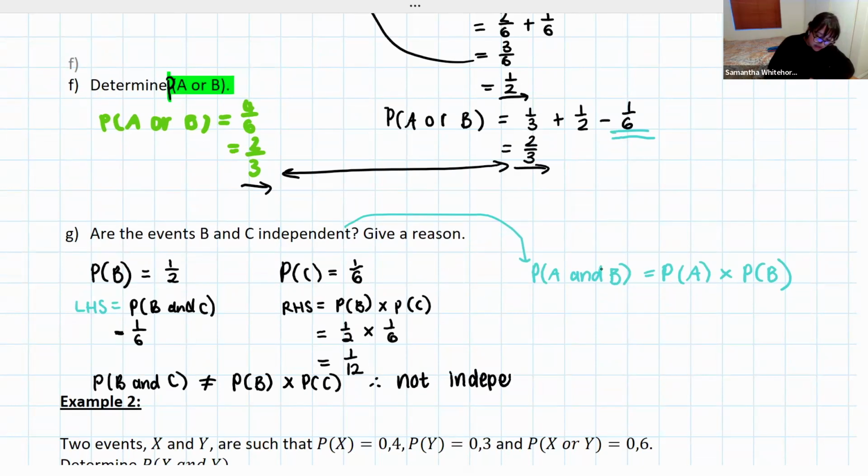Now guys, please don't say they're dependent. That's not a thing. They are just not independent. I know it seems really silly, but it's the same as when you do proportion. Just because it's not direct proportion doesn't mean it's inverse proportion. There's other types of proportion that you can work with. So just because it's not independent doesn't mean it's dependent. You just say not independent. Okay, that's it.